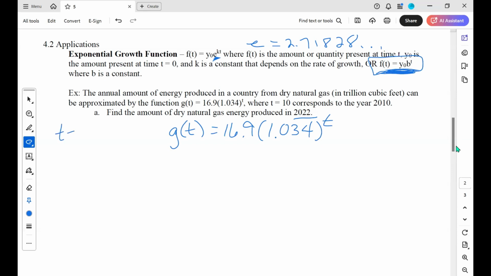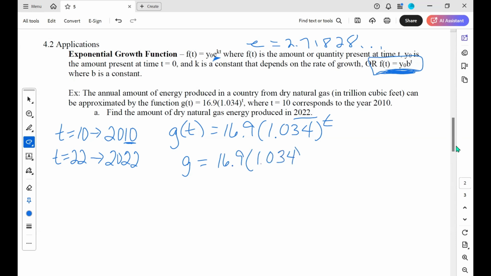Well, we know t equals 10 corresponds to 2010. So we've got to find out the t that corresponds to 2022. Well, if you notice, it's the last two digits of the year. So this is going to be t equals 22. So we now can go find out our function. You could say G of 22, or just G equals 16.9 times 1.034 to the 22nd power. This is not something that you're going to be able to calculate in your head. You will need your calculator for it.